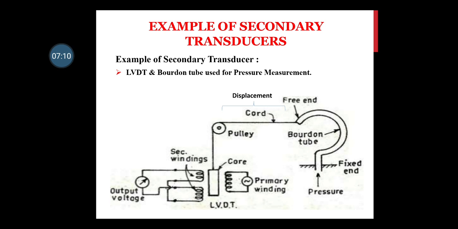On the right hand side you can see the Bourdon tube. Here the pressure is applied. This pressure is the physical quantity. For the pressure applied, we are going to find how much pressure that is in terms of the output voltage or current. So in the Bourdon tube the pressure is sensed and converted into displacement. There will be a displacement depending upon the pressure, and that displacement is then sensed by the LVDT.